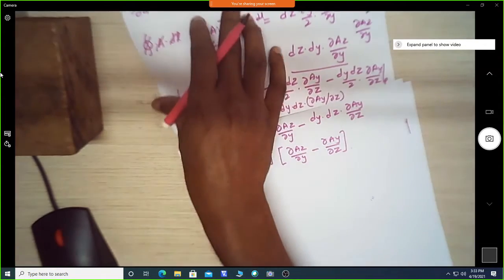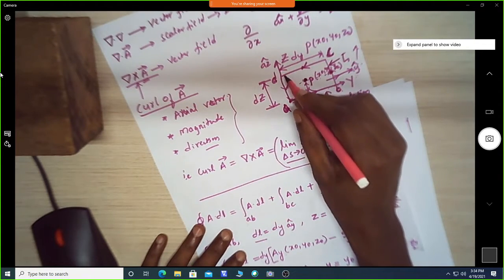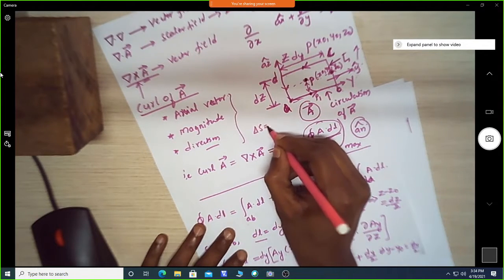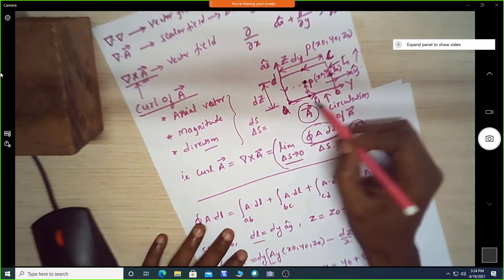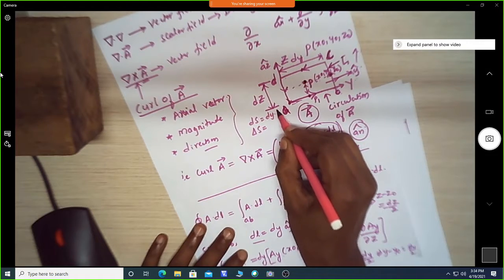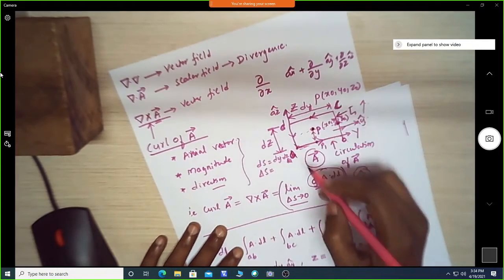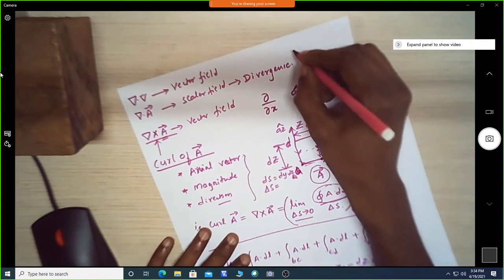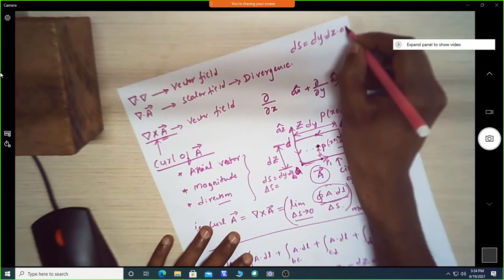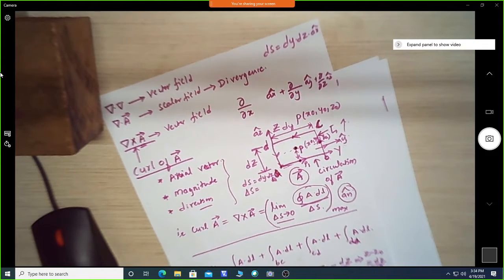Now look here. If I consider the open surface del S, what is the differential surface area? It is nothing but y direction dy, z direction dz. So this gives dy into dz in the direction of ax. Can we write it like that? Hello, understood what I am writing?